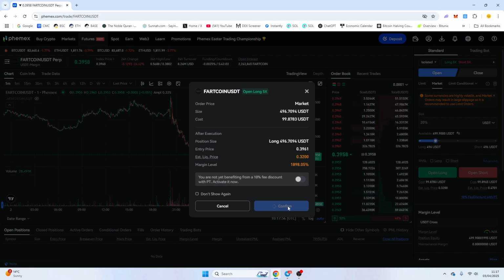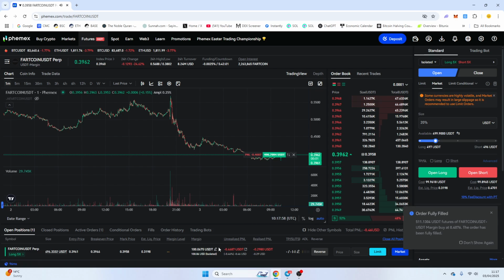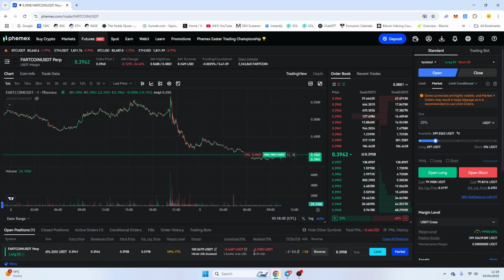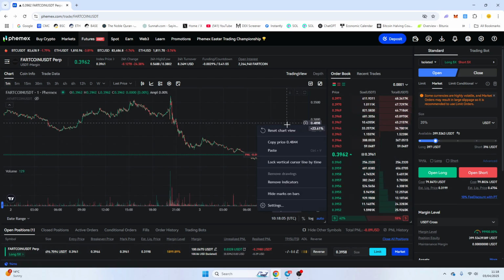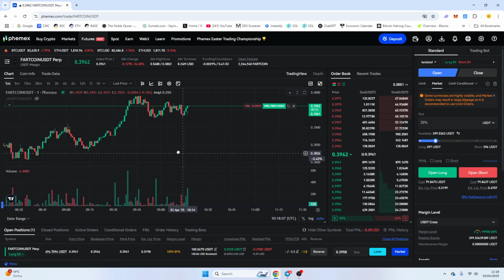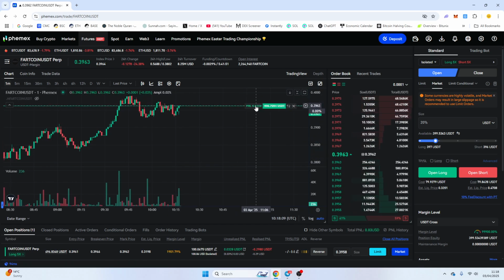So we're going to click confirm and our trade is now open. Notice we are down already. This is based on the fees and now we're up into profit. So if we have a look deeper into the chart, we can see this is our position here. And as the price goes up, so will our unrealized profit and loss from here.